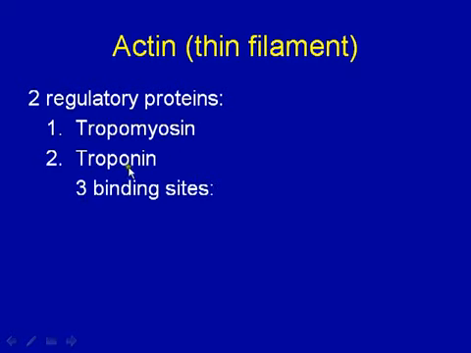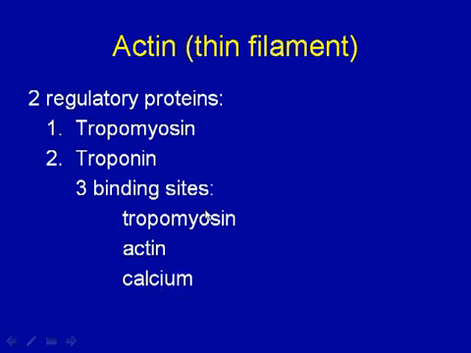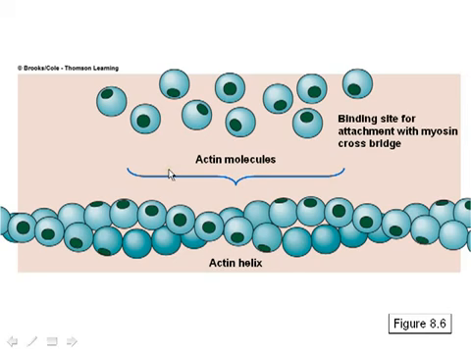So on troponin, you have three binding sites. You have a binding site that grabs a hold of the tropomyosin, a binding site that grabs a hold of the actin itself to hold it onto the actin, and you have a third one that binds the chemical calcium. And I'll show you what I mean. So what did I say troponin was like? It's like a hinge.